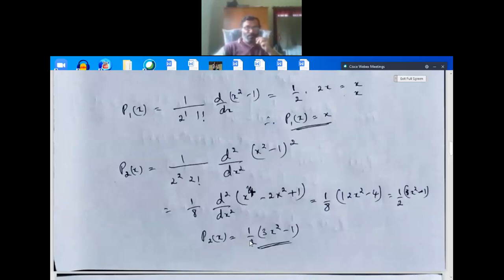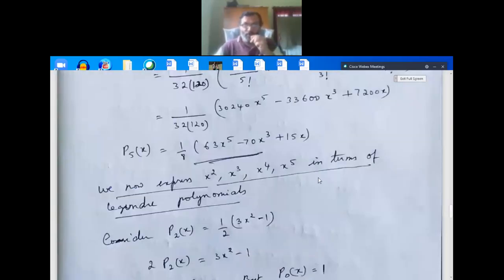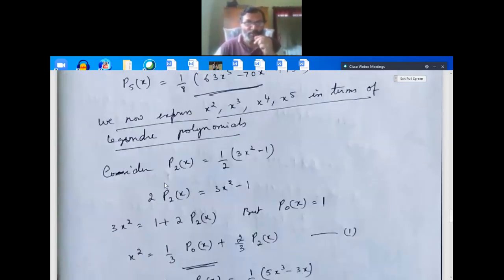Okay, so here we now express x squared, x power 3, x power 4, x power 5 in terms of Legendre polynomials. So consider P2 of x. To get x squared, P2 of x has the term x squared. P2 of x is half into 3x squared minus 1. So 2 into P2 of x is 3x squared minus 1. So 3x squared is 1 plus 2 P2 of x.